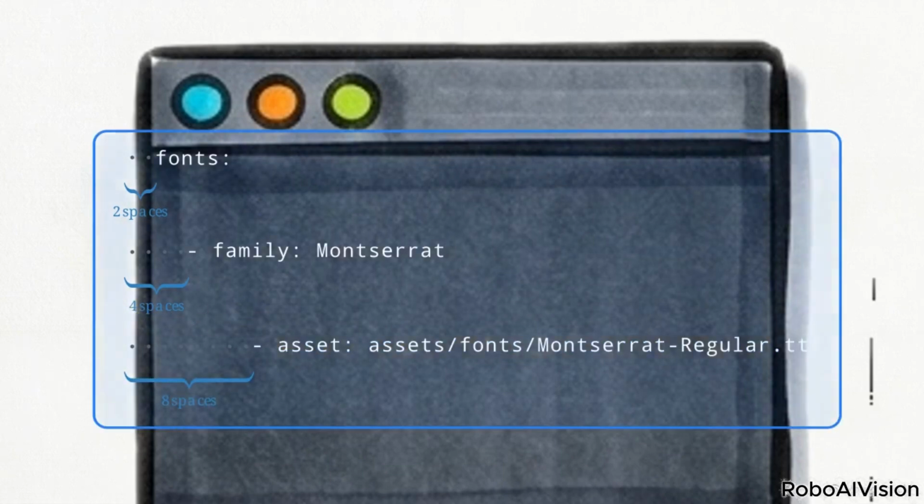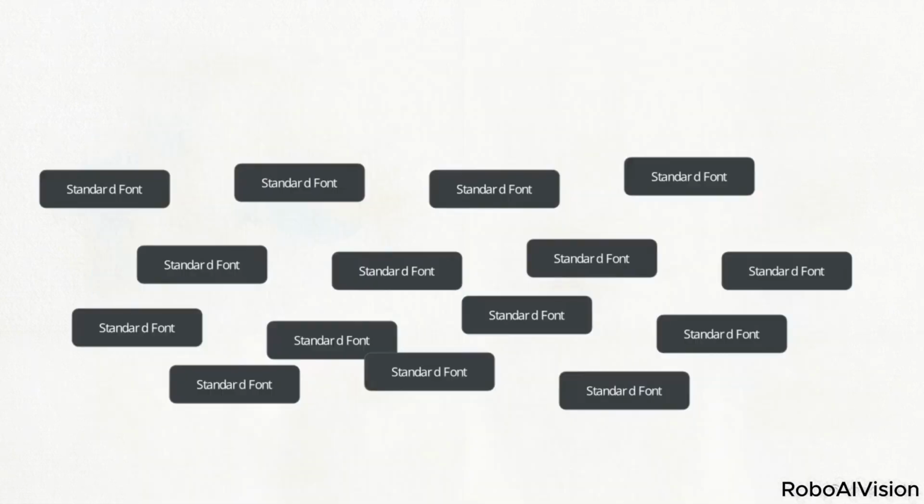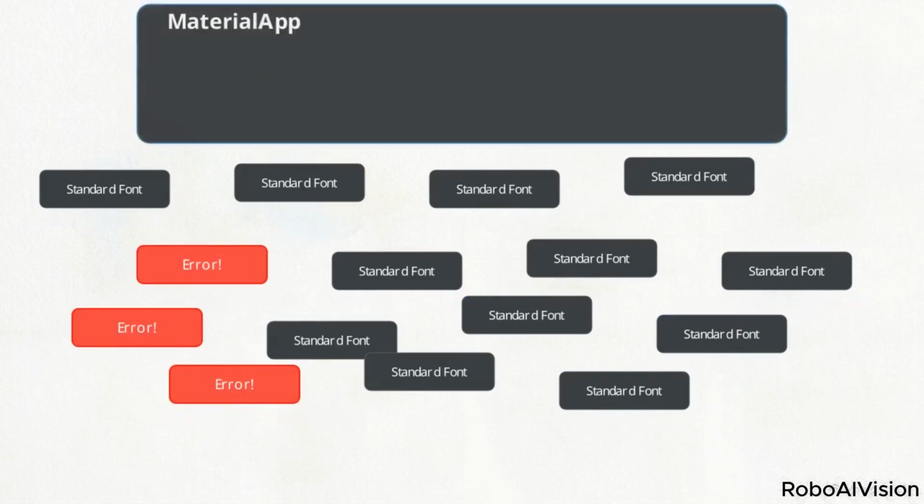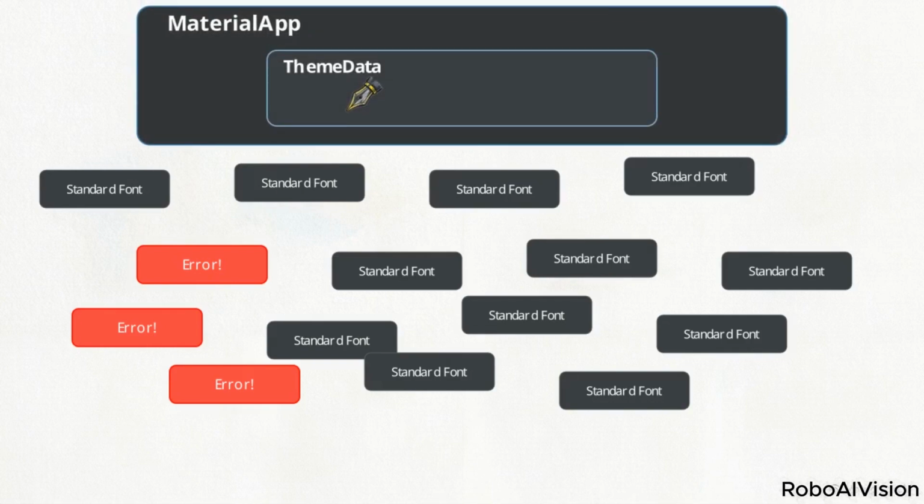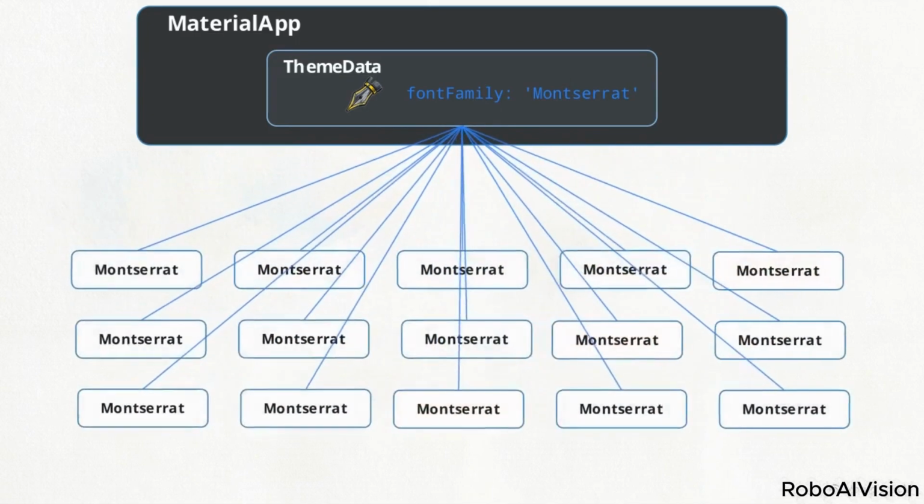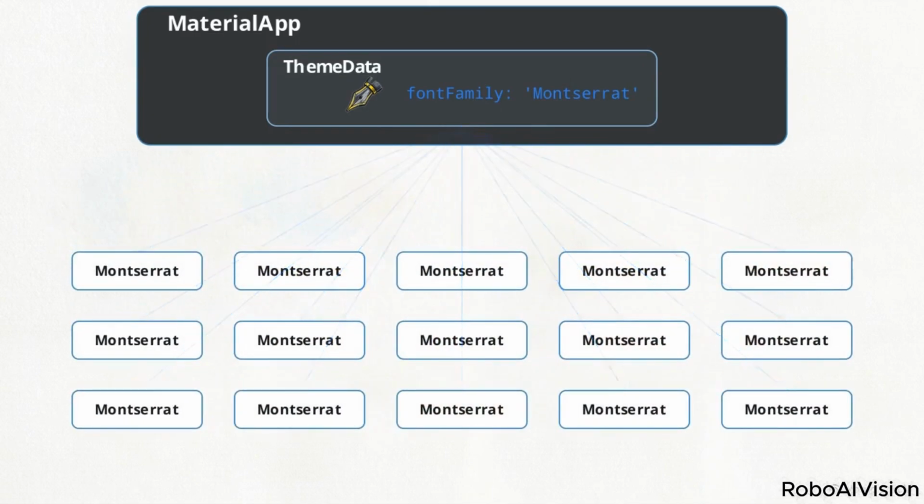You could manually type the font family property onto every single text widget in your app, but as your codebase expands, that becomes inefficient and leads to styling mistakes. The solution is the ThemeData property at the absolute top of the MaterialApp hierarchy. This acts as a global override mechanism to standardize typography across every screen.